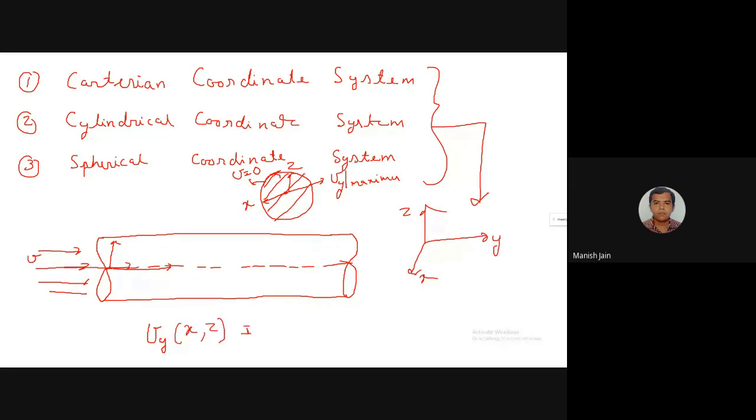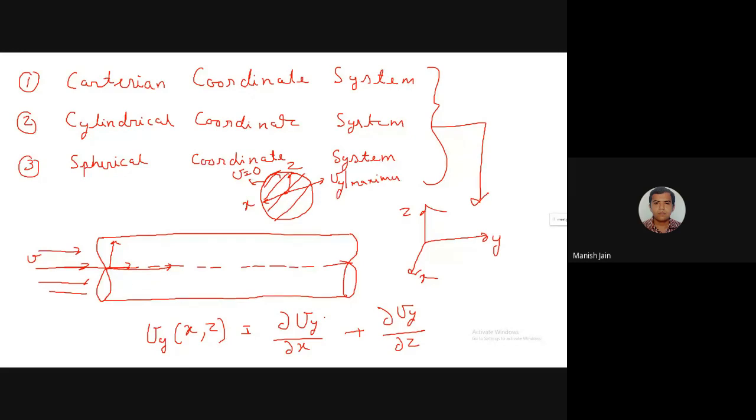When you develop the equation, you will get a differential equation like dVy divided by dx plus dVy divided by dz, because it will depend upon the x as well as the z direction. So you will get partial differential equations. And when you solve the momentum transport problem, the equations will be even more difficult. You may have a second order partial differential equation.